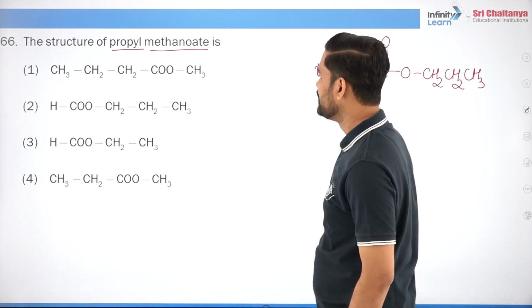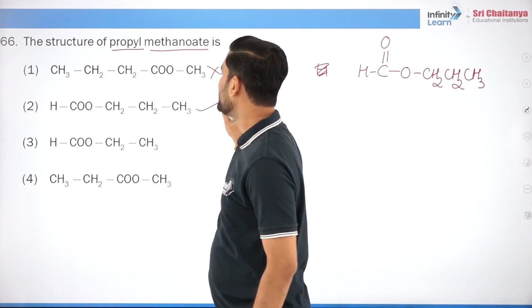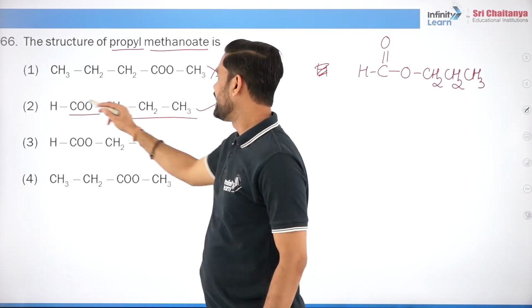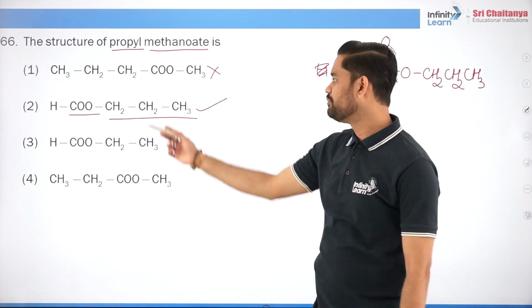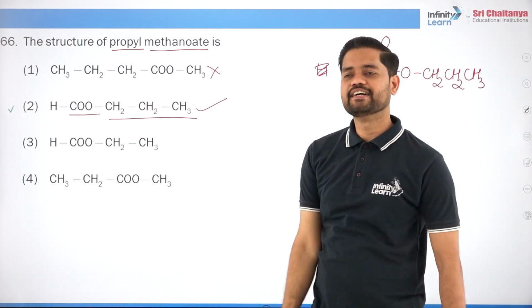Can we see that option? This is not the right answer. This is the right answer. Yes, option 2 is the right answer. You can see the ester group over here, the propyl group over here, and one carbon atom is what? Methane. So methane, propyl methanoate. Option 2 is the right answer over here.